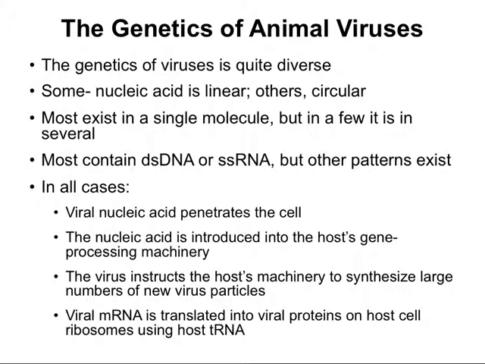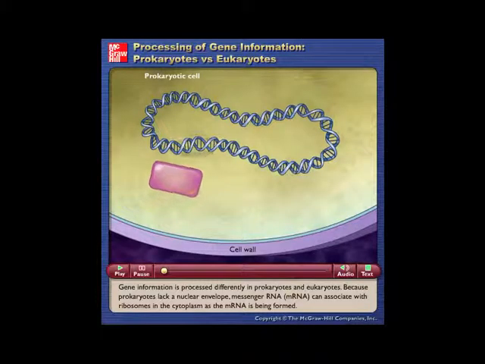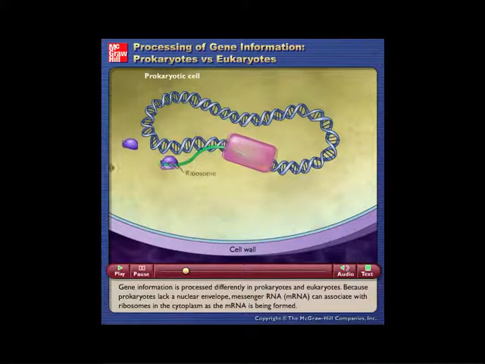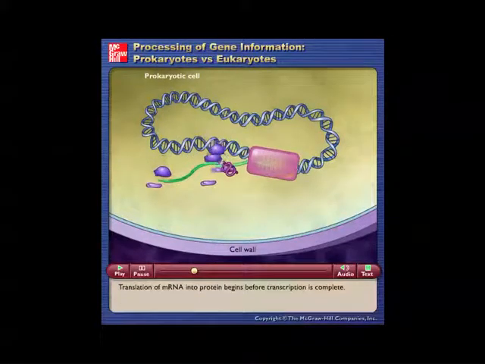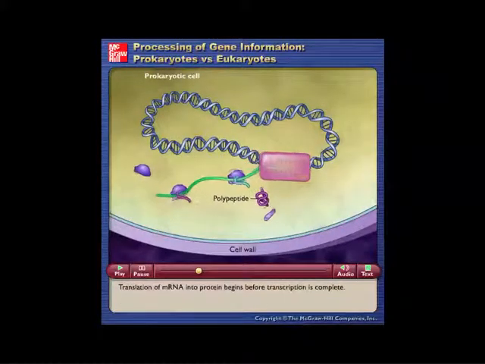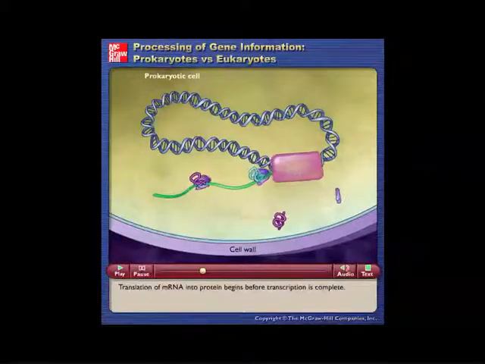Before we go on, let's have a quick review of the different means of processing gene information in prokaryotes versus eukaryotes. Gene information is processed differently in prokaryotes and eukaryotes. Because prokaryotes lack a nuclear envelope, messenger RNA, mRNA, can associate with ribosomes in the cytoplasm as the mRNA is being formed. Translation of mRNA into protein begins before transcription is complete.